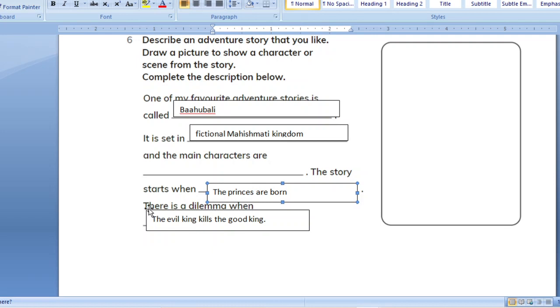Okay. And there is a dilemma. There is a problem. When is there a dilemma? When the evil king kills the good king, right? That is when the problem all starts. Of course, there are problems even before, but the main problem. Okay, so that is how you would describe a story that you have read. Simple language, 4 5 lines with a picture, that's it.